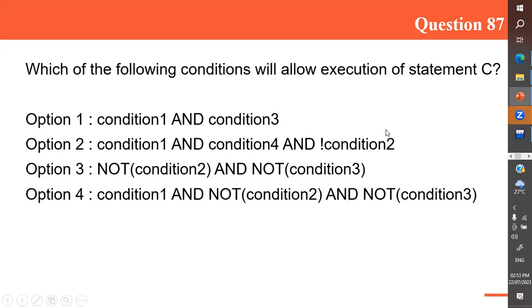See here. Which of the following conditions will allow execution of statement C? If you have written in your notes, then no need to show the previous slides. So for statement C, which of the conditions should be true? Or which of the statements will allow statement C execution? Look in the notes and tell me.